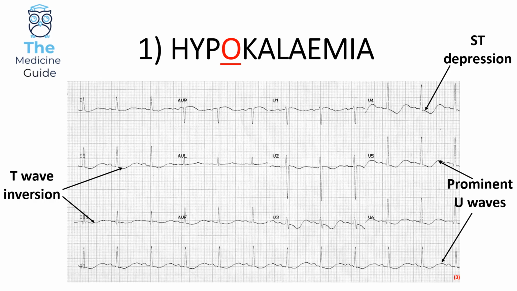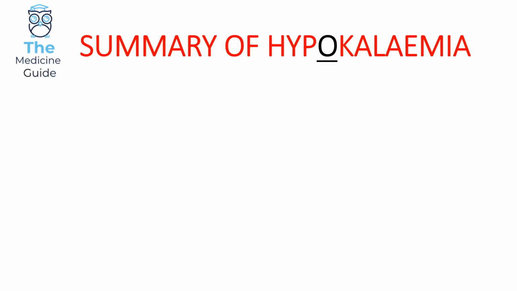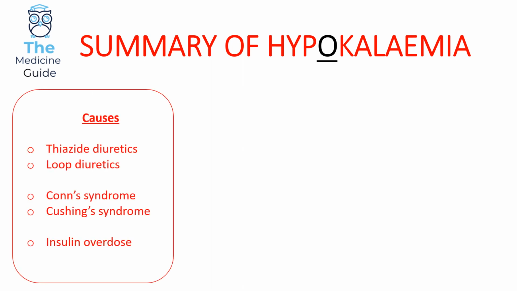Okay, so let's have a look at some of the key features of hypokalemia that you need to remember for your finals. Hypokalemia is caused by using thiazide diuretics, loop diuretics, Conn syndrome, Cushing syndrome, and an overdose with insulin.